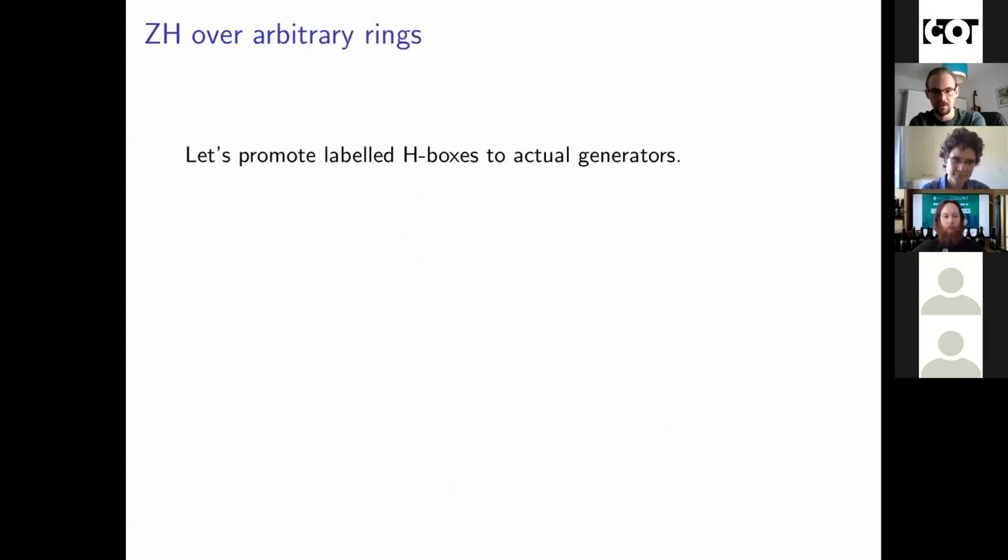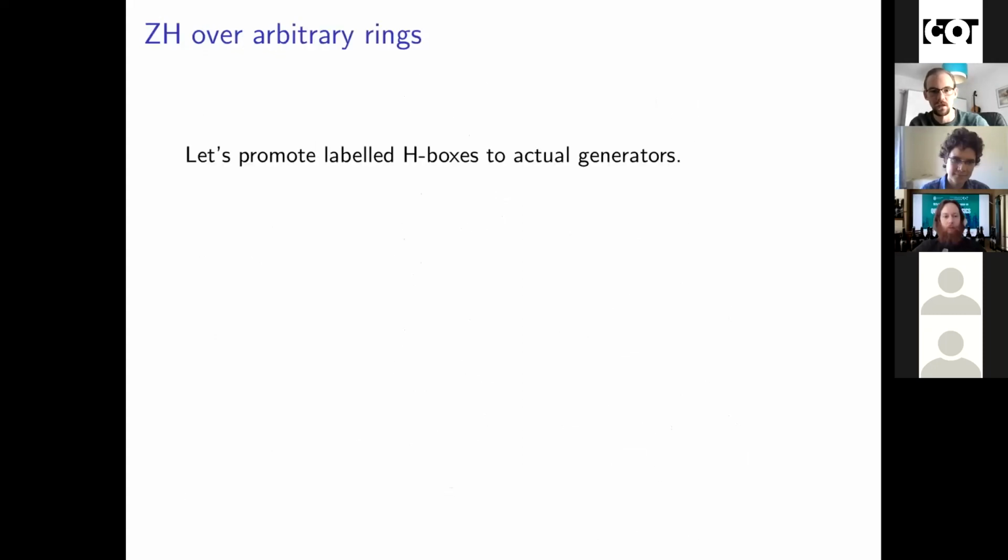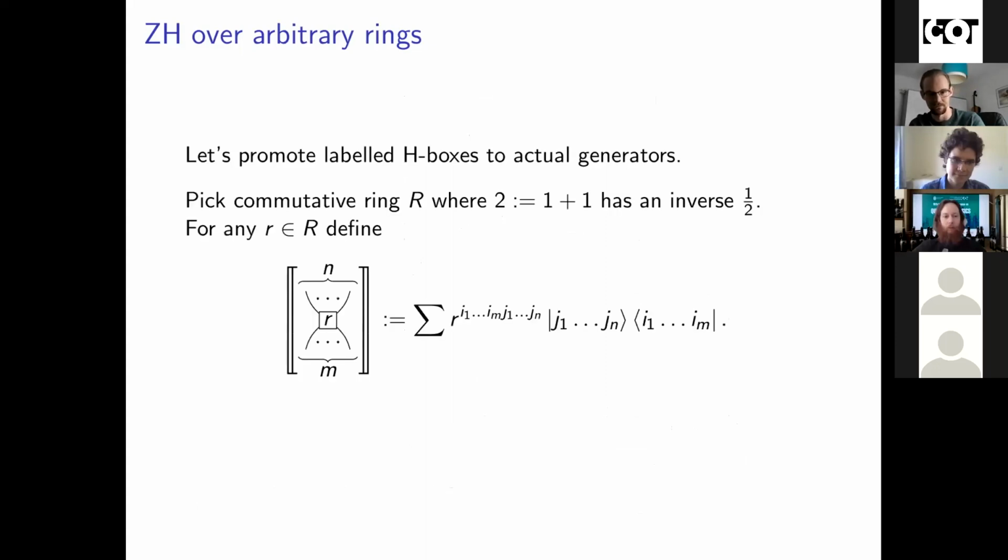Okay, so now comes the second part, which is generalizing, or rather modifying, this result so that we can represent more types of matrices. So not just matrices over this ring, but over more general rings. And the way we do this is by promoting these labeled HBoxes to actual generators, not just defined in our calculus, but actual generators.